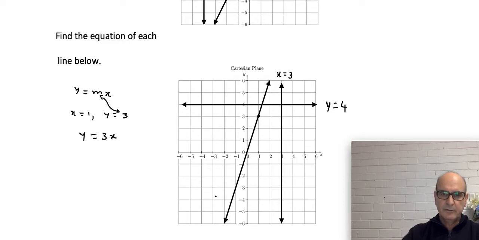So the equation of this line is y equal to 3x. The way you go about it, you take a point on the line where x is 1, then see what the y value of that point is. In this case 3, so m will be 3. So your equation will be y equal to 3x.